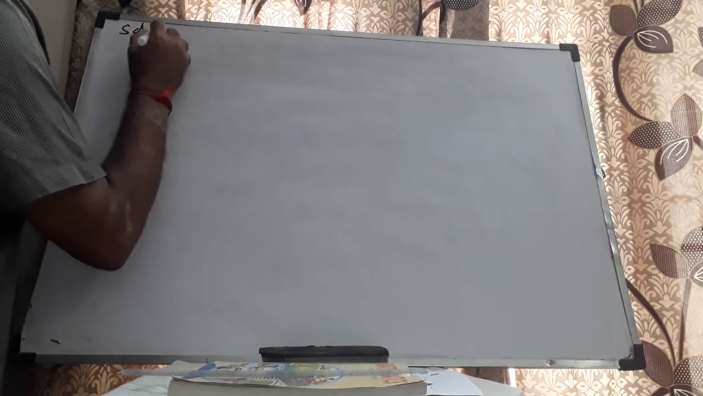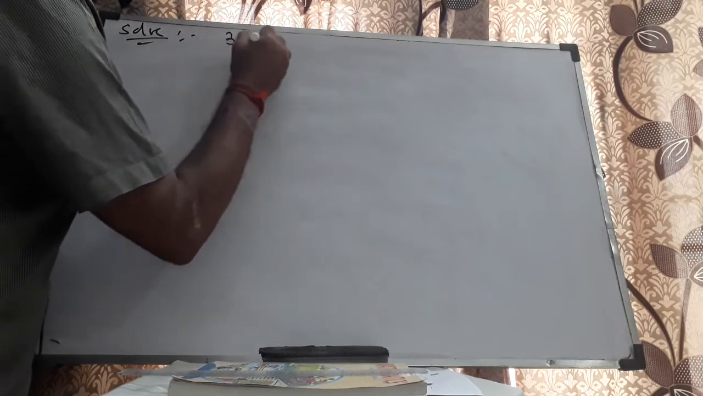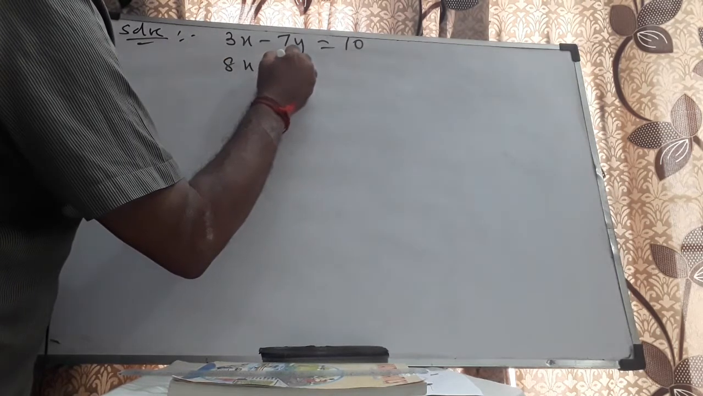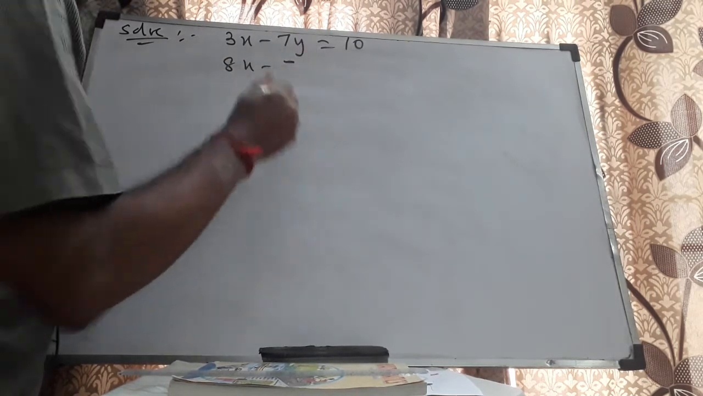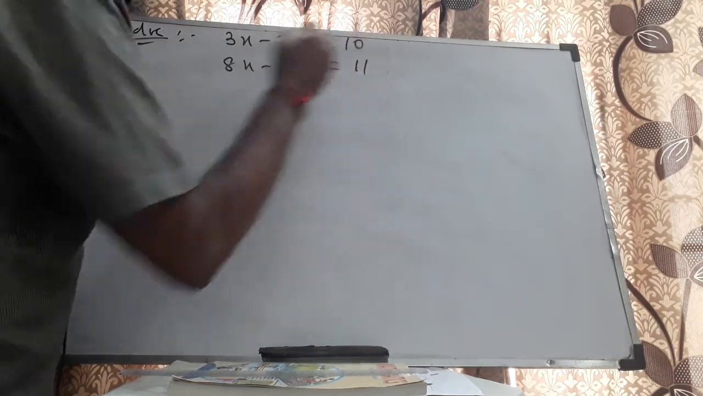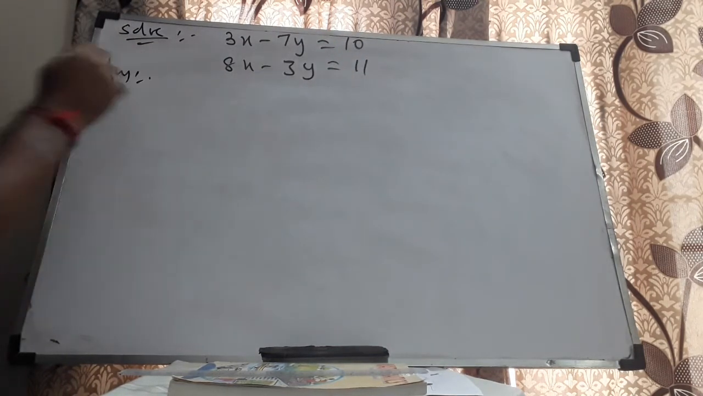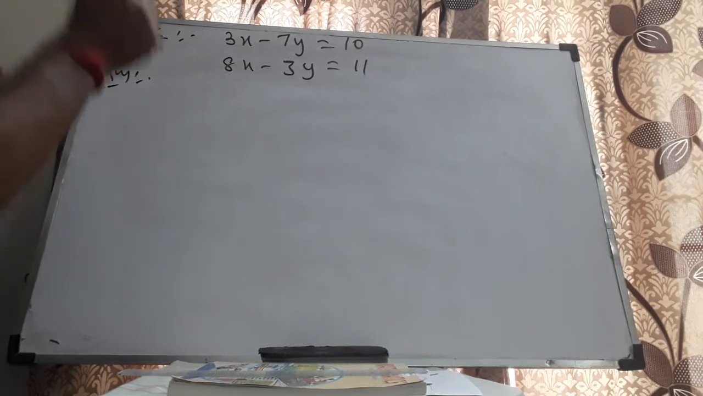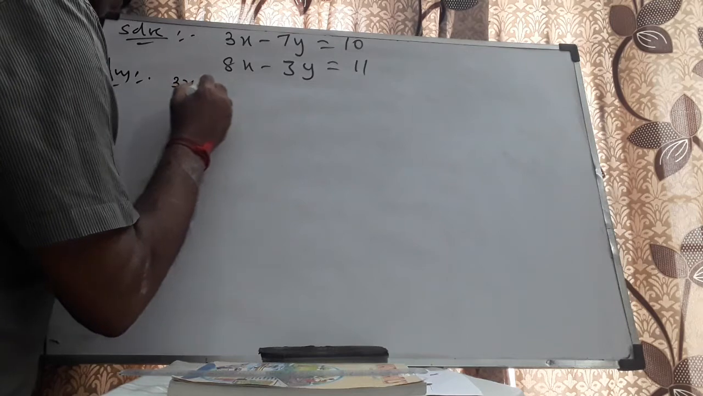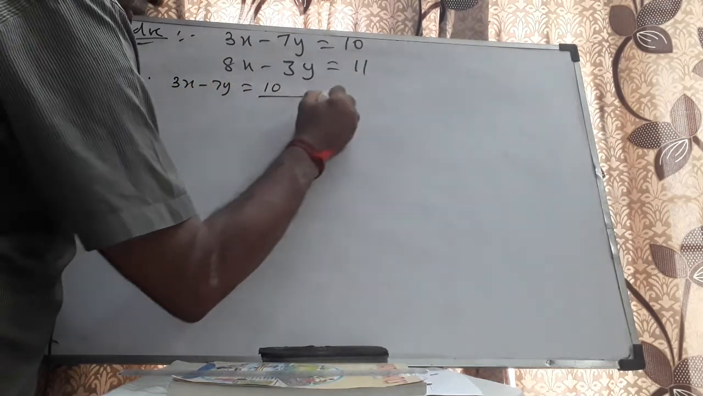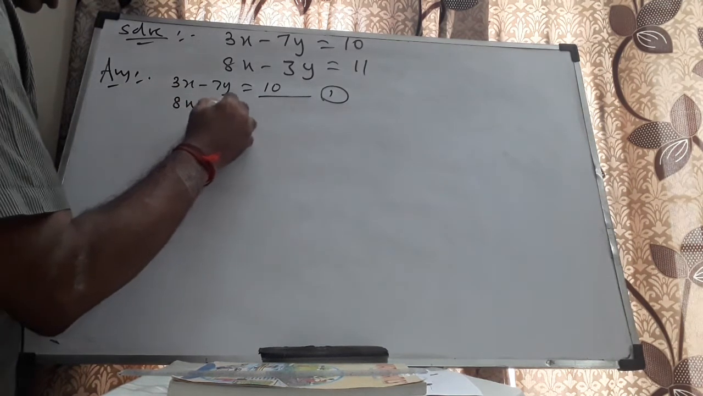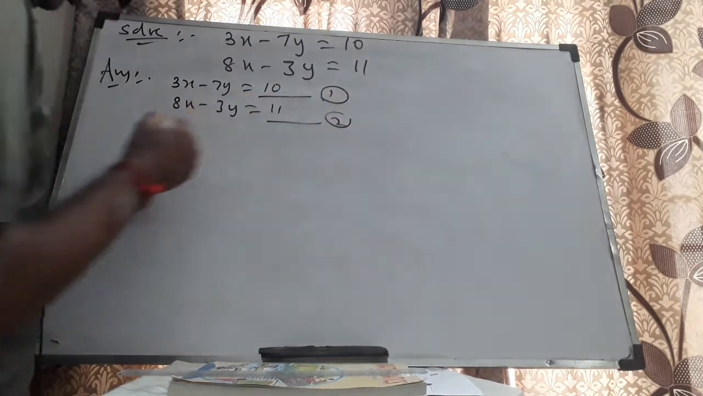Let me take one more example. Solve 3x minus 7y is equal to 10 and 8x minus 3y is equal to 11, using the elimination method. We are talking about the elimination method, therefore let us try the elimination method throughout. Just listen carefully. 3x minus 7y is equal to 10, name it as equation 1. 8x minus 3y is equal to 11, name it as equation 2.